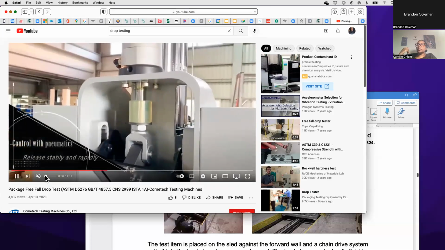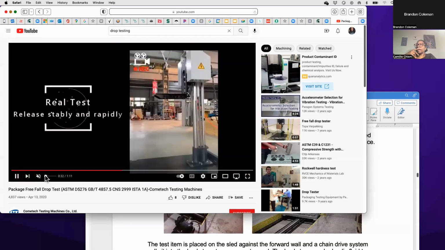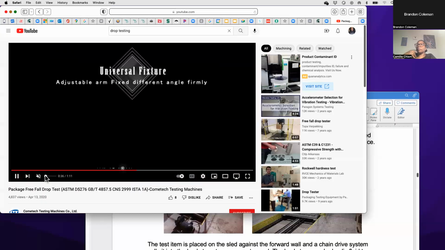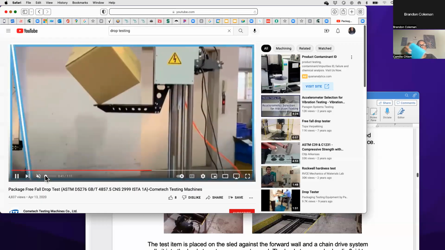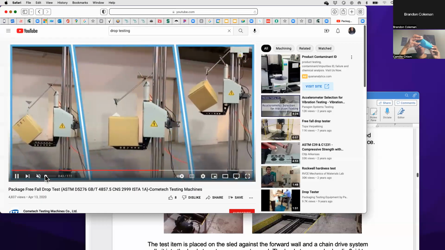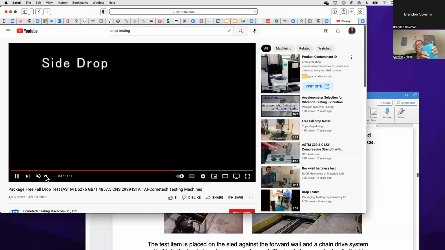So you can see a lot of these are ads for the equipment, but they actually give you a good idea of what they look like. I think that first one showed you, okay, so this one's dropping a bottle, but you can see these boxes that they're turning at different angles. And that's because you want to get the edges, the corners.